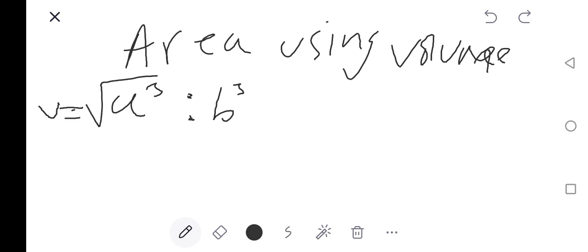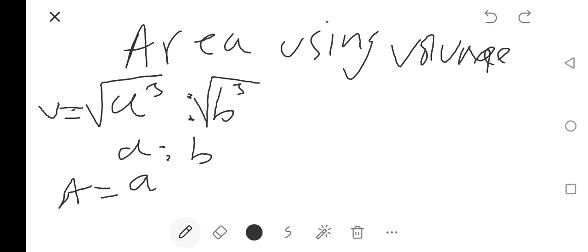Same when finding area using volume. Since volume is cubed, you first cube root, you will find the normal A. Then for the area, you square.